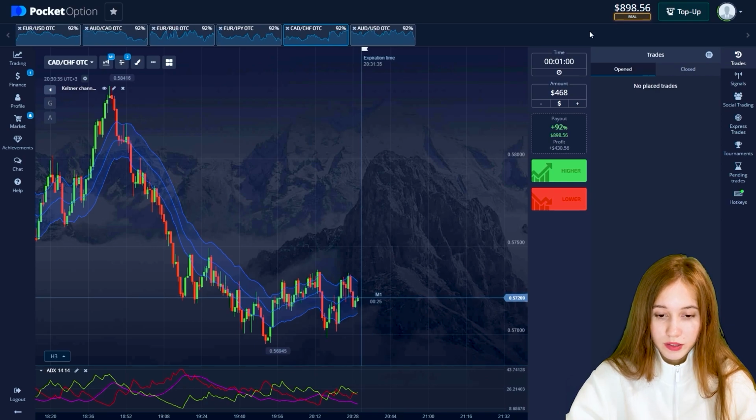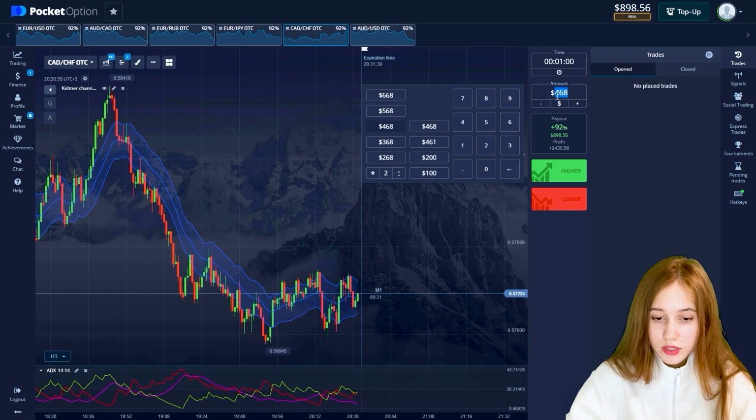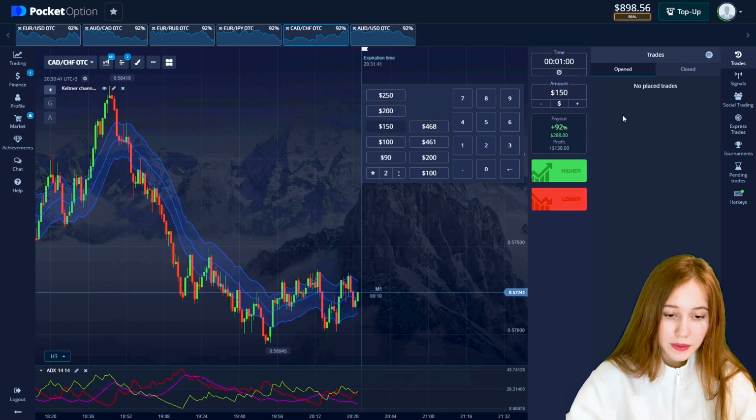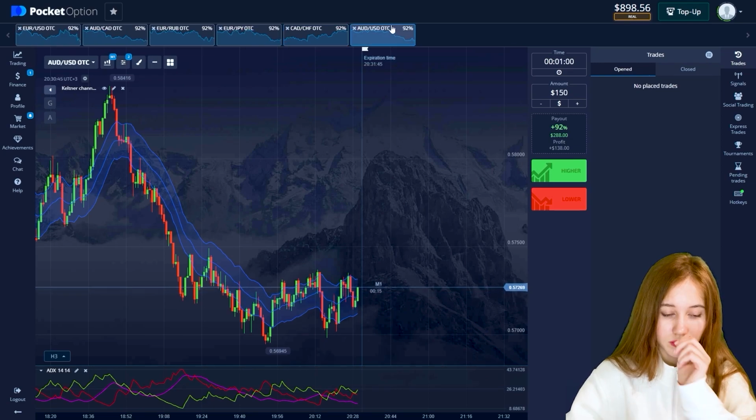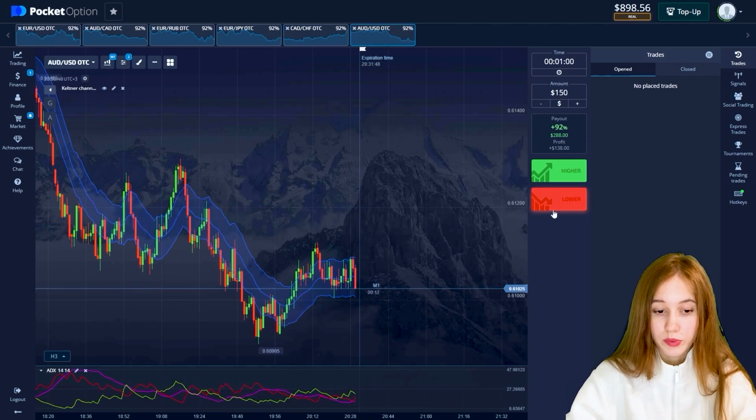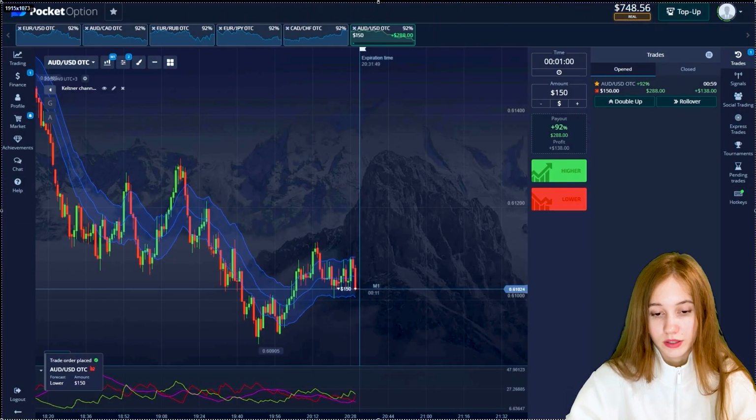Our last concept, let's reduce the amount of the last deal. We will no longer take risks. Let's move on. Let's open down and we start our technical analysis.